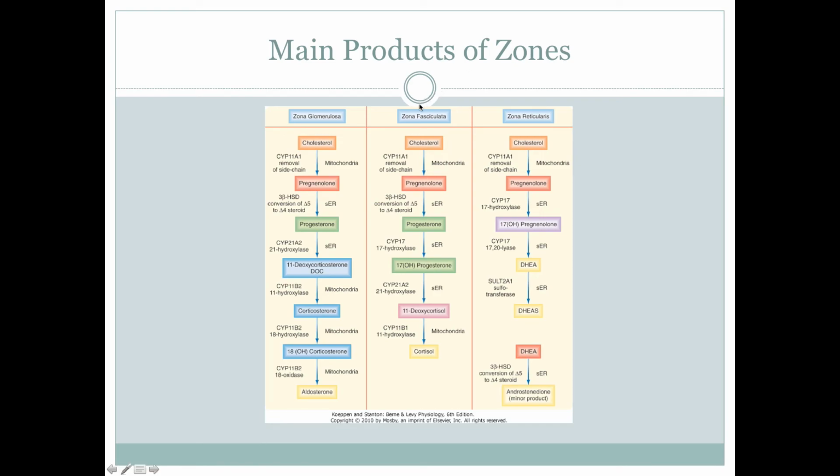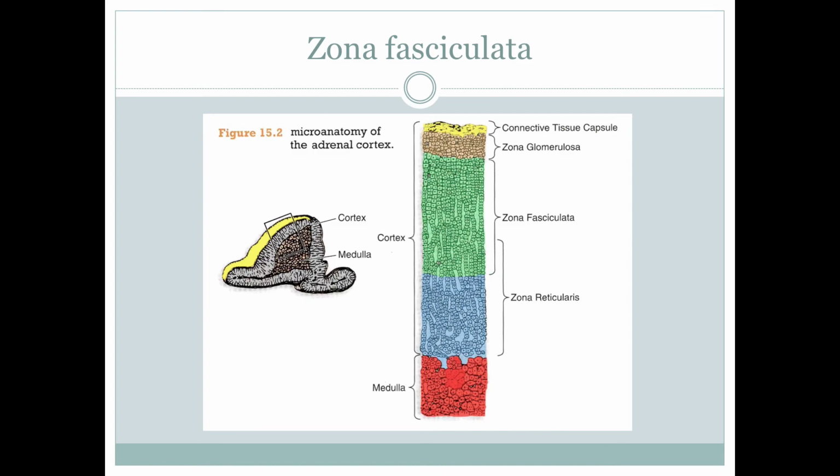The zona fasciculata, this is the HPA axis one. This is the only zone that is really going to have any response to CRH and ACTH. It involves the alterations of cholesterol, pregnenolone, progesterone into finally our cortisol. And the final is Zona Reticularis: cholesterol to pregnenolone, DHEA, DHEAS. This is an anabolic hormone that is present in both males and females so that we can have androgen mediation of function and physiology in both physiologies.